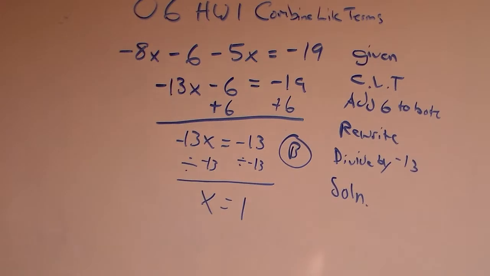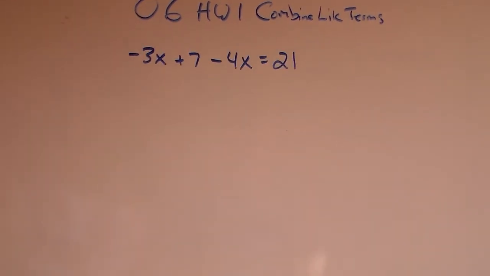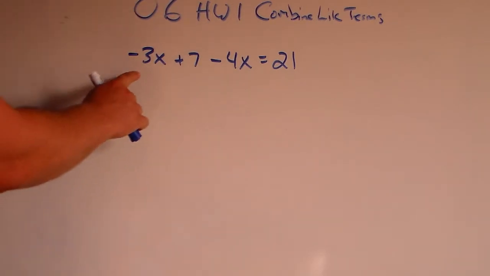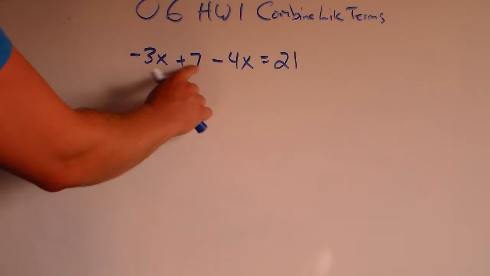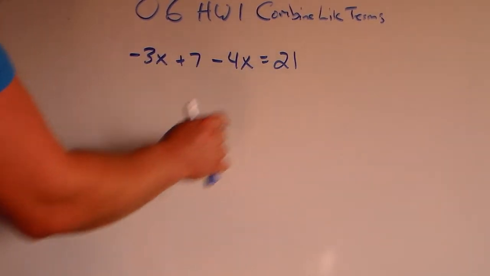Next up, we'll do problem number 6. All right, here's problem number 6. We're going to combine like terms, solve for x, and get the job done. So we have negative 3x plus 7 minus 4x equals 21.